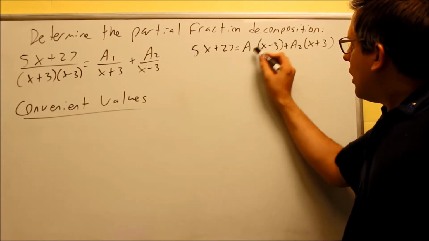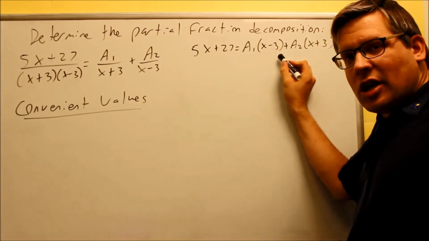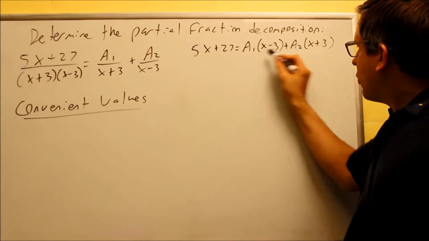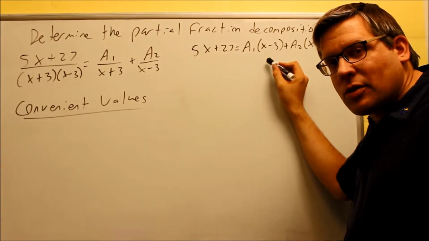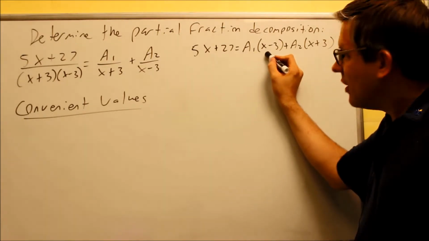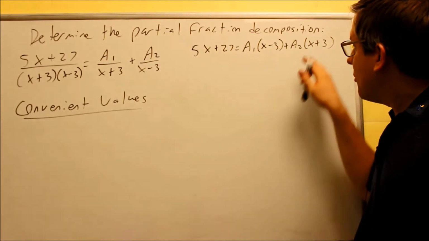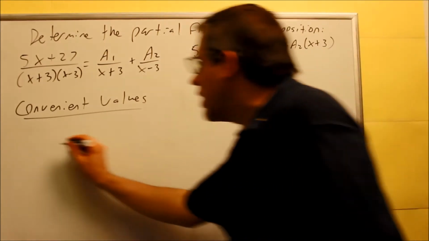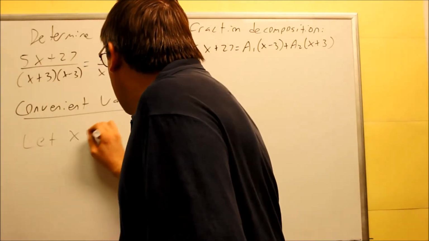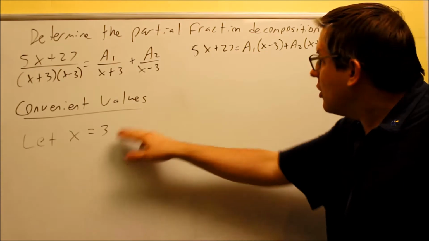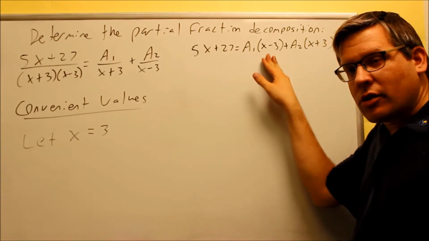First, I want to pick a value that will allow me to cancel out this a1 term. So what you do is look inside the parentheses and pick a value that will cause the parentheses part to equal 0. If I put a 3 in here for x, that would knock out that term and allow me to solve for a2. So I'm going to pick that value first. Again, you're allowed to pick any value for x that you want, but purposely I'm choosing 3 because I know that's a convenient value to allow me to cancel this one out.